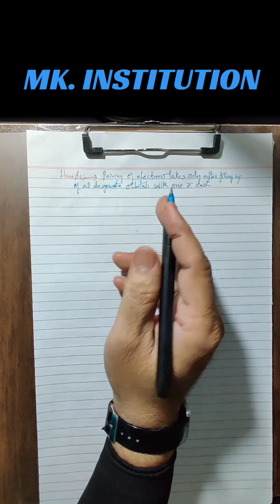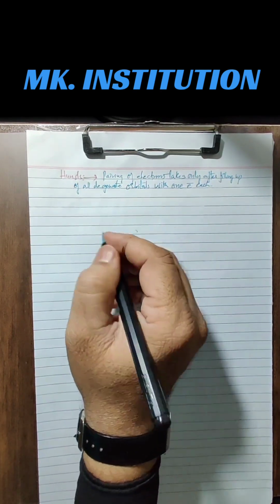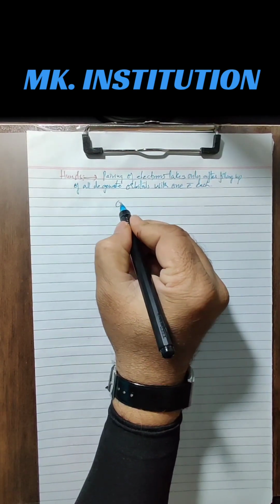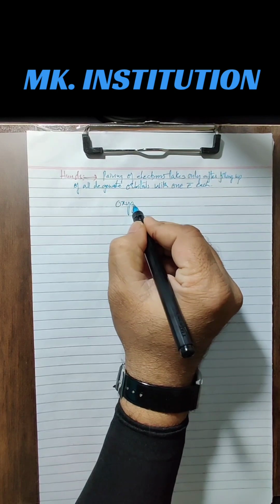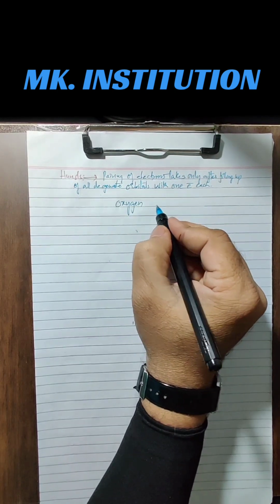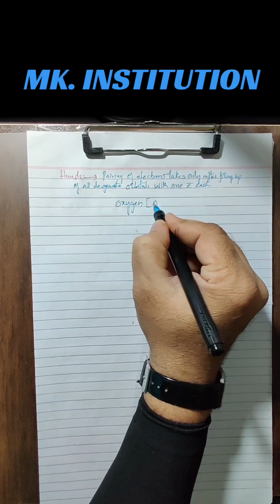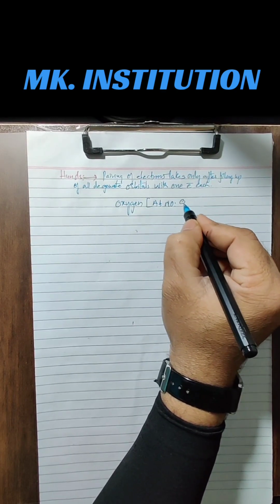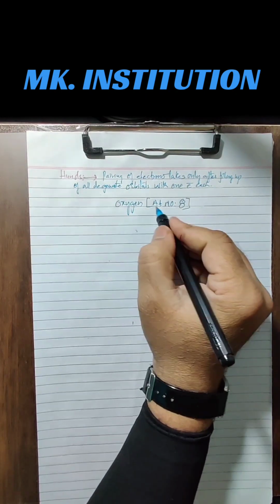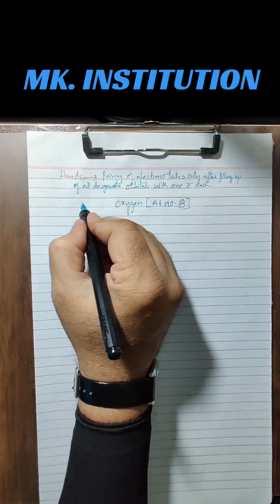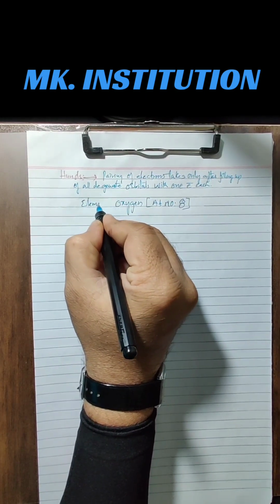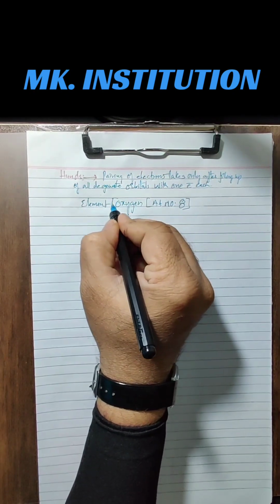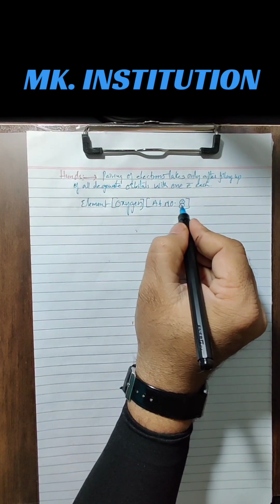Suppose oxygen, we'll take the example now. The element is oxygen. What is the atomic number of oxygen? The atomic number of oxygen is 8. Clear? Oxygen is an element; you can write here, element oxygen. So the atomic number of oxygen is 8.